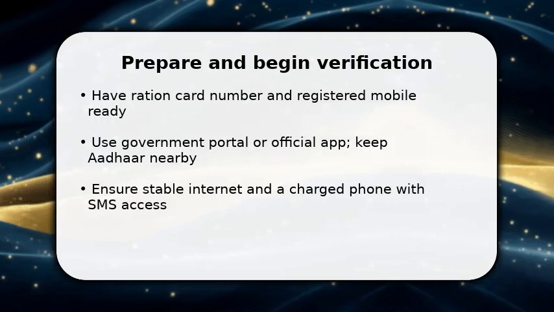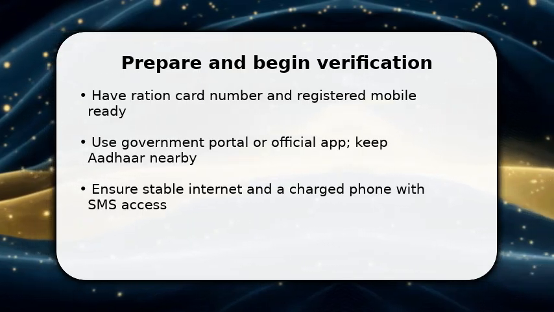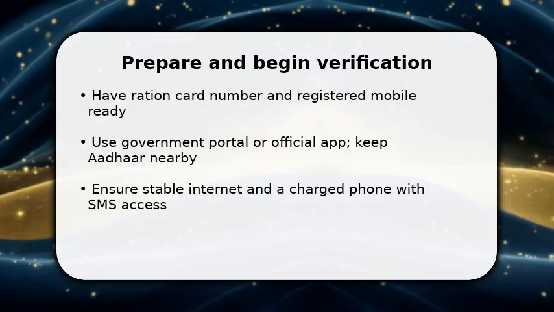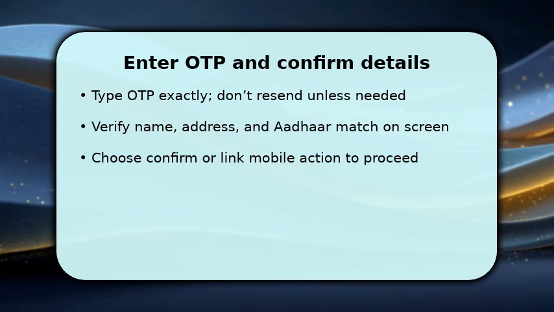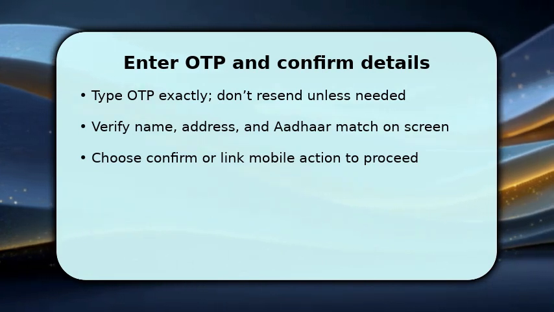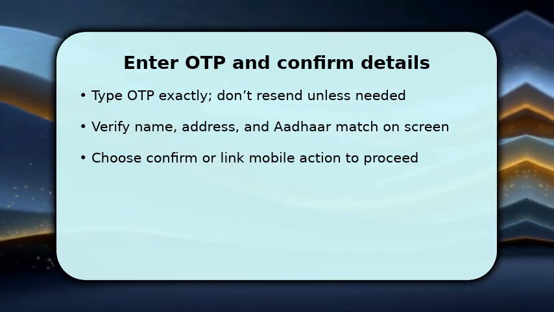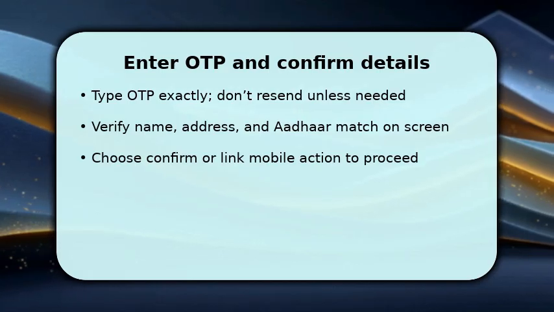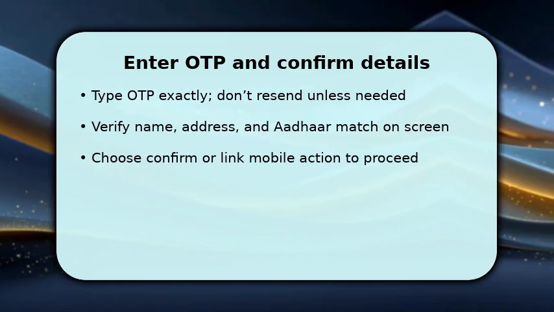Once done, wait for the OTP SMS. Make sure your phone can receive messages and that Aadhaar details match, since mismatches require additional steps. After receiving the OTP, type it promptly and accurately into the verification field. Incorrect entries lock attempts. Once verified, review the displayed ration card holder name, address, and Aadhaar number. This prevents future denial of benefits.